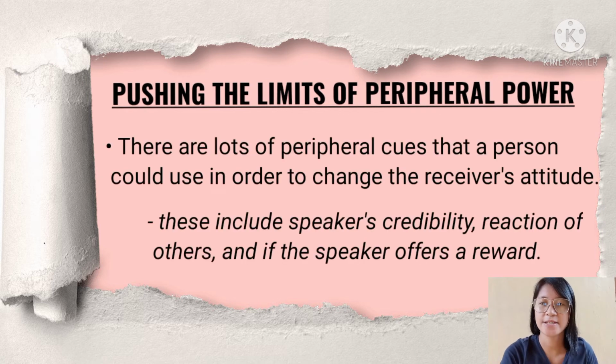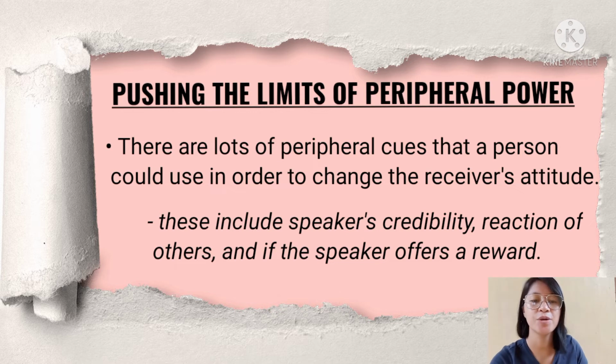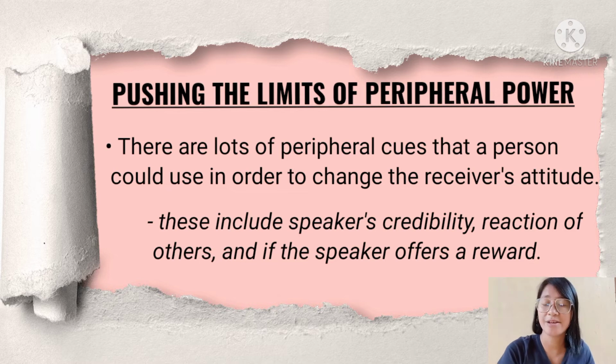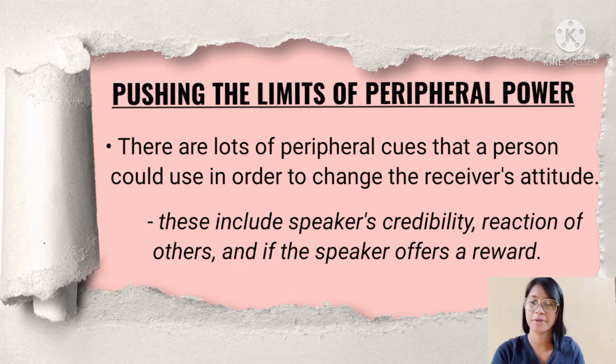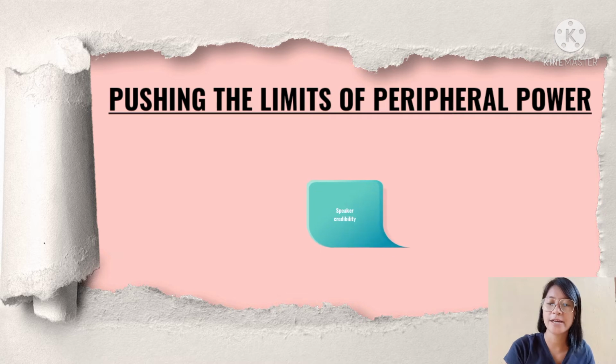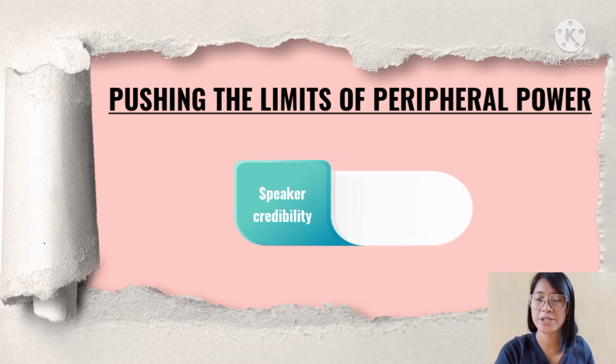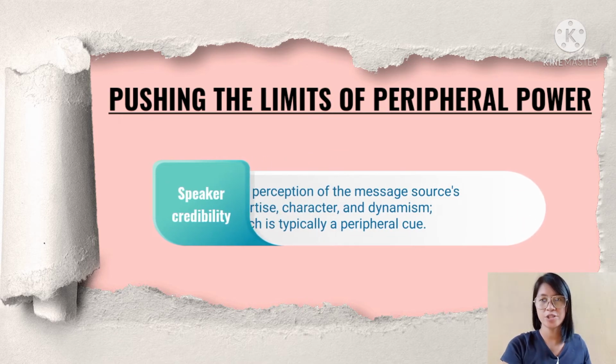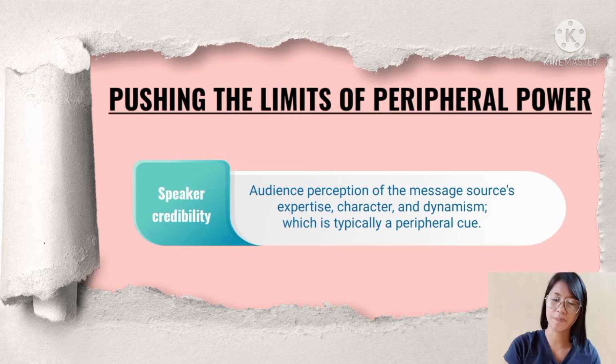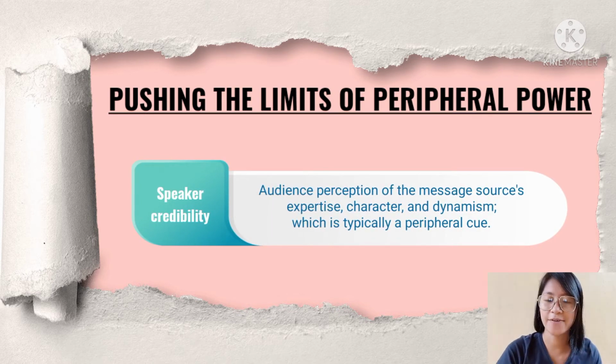Now let's proceed to the next topic, pushing the limits of peripheral power. There are lots of peripheral cues that a person could use in order to change the receiver's attitude. So what do you think these peripheral cues are? This includes speaker's credibility, reaction of others, and if the speaker offers a reward. Herein, speaker's credibility is defined as audience perception of the message source's expertise, character, and dynamism, which is typically, of course, a peripheral cue.